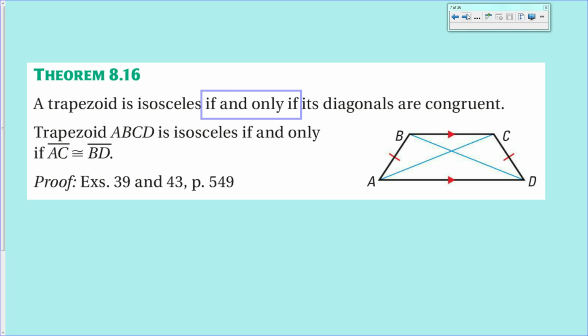And it says that a trapezoid is isosceles if and only if its diagonals are congruent. So basically that means that you can say, oh, I've got an isosceles trapezoid, therefore my diagonals ought to be congruent. And it also says that if you've got a trapezoid with congruent diagonals, then it is automatically an isosceles trapezoid. So this one you can use both ways. The previous two were unidirectional.